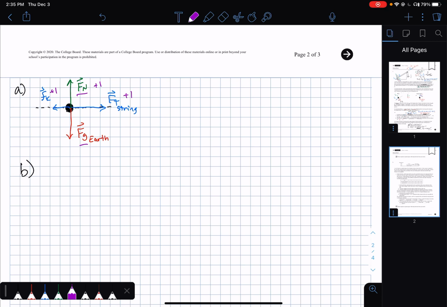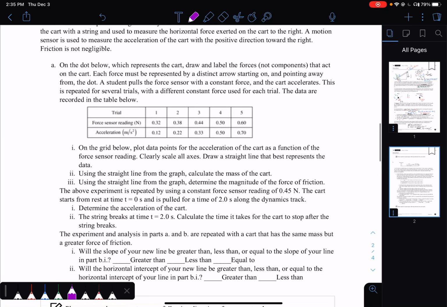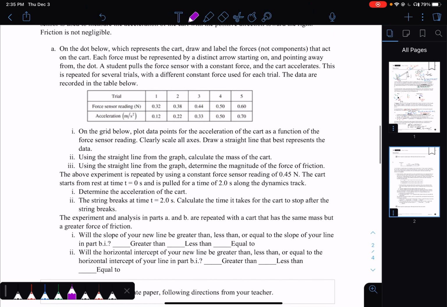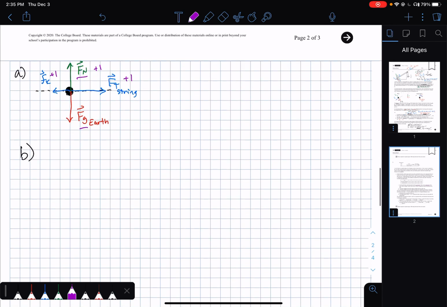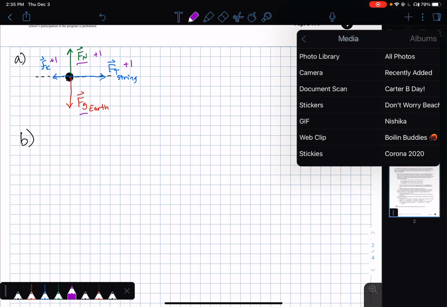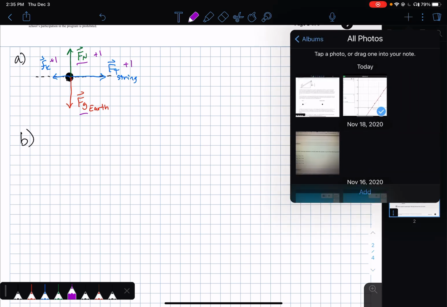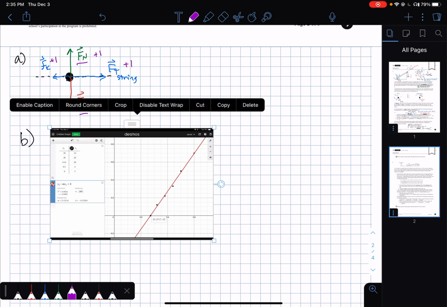The next part is taking this data, and there wasn't a grid provided, but you could have used your own graph paper, or you could have even used Desmos, which is what I did, and plot acceleration as a function of time. So acceleration is our vertical axis. So let me add in that graph.